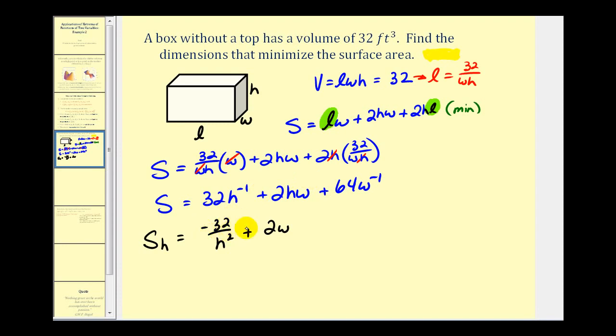So we need to determine when this equation is equal to 0 and when the partial with respect to w is also equal to 0. So the partial with respect to w would be 2h, and this would be minus 64 w to the negative 2, or minus 64 over w squared. So we need to solve this system of equations. Let's rewrite this on the next slide.